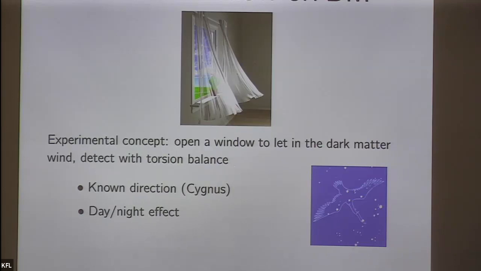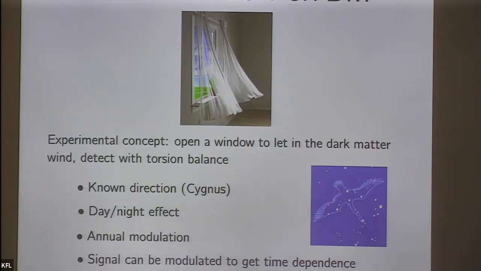There's definitely a day-night effect. Like I said, if Cygnus is below the horizon, that's it, you don't have any effect. There's certainly an annual modulation. I think we can agree that maybe we shouldn't use an annual modulation as our main signal, but it's certainly there. If you ever saw something, you would certainly want to check that.